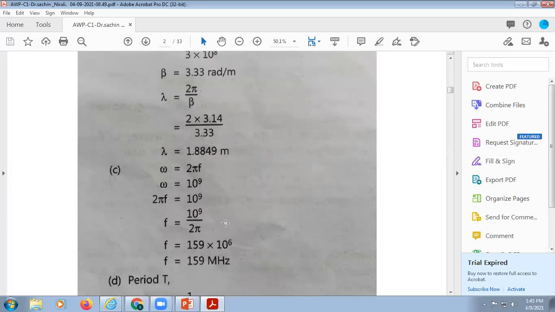Again, I read the omega, the angular frequency, by comparing the equation. With the help of beta, the wavelength can be found easily.